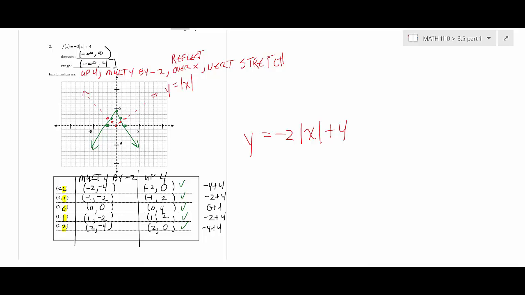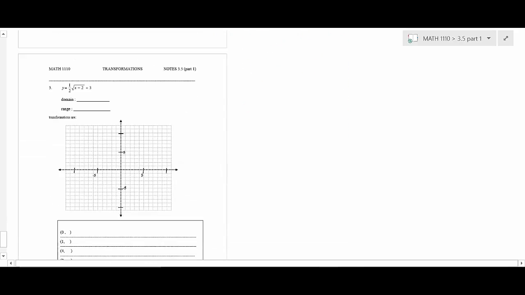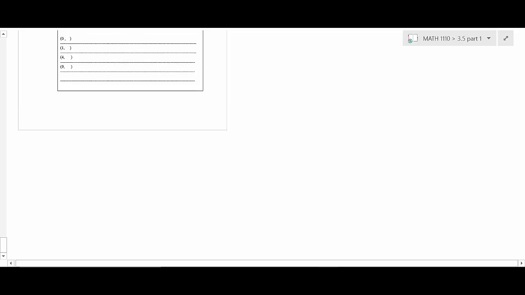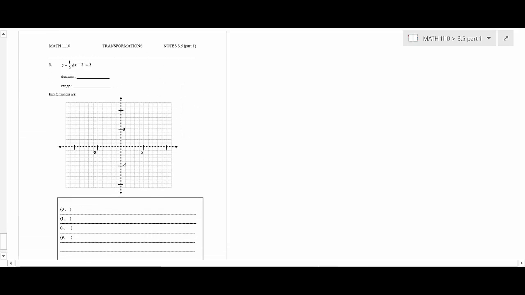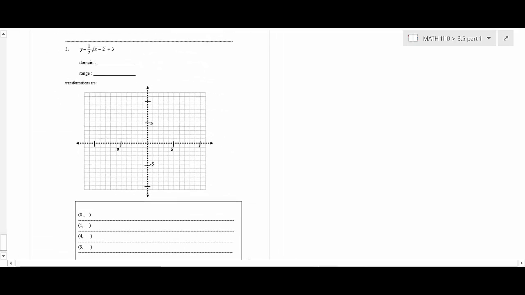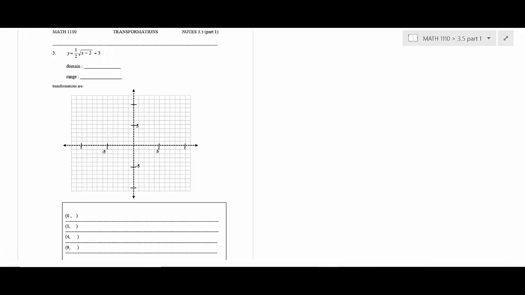Okay. So what I'm going to do next here, I want to do one more like this, and then we're going to transition into the second part of this handout. So this one is a square root. Okay, I'm going to go ahead and start by doing a table of values. If you're doing a square root, what kind of numbers do you have to use for x?